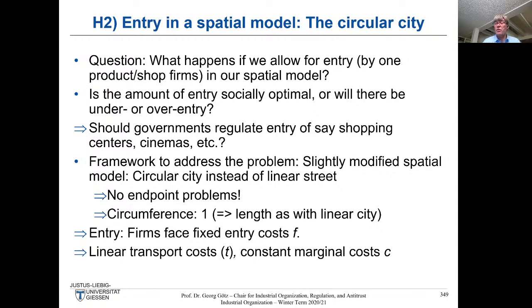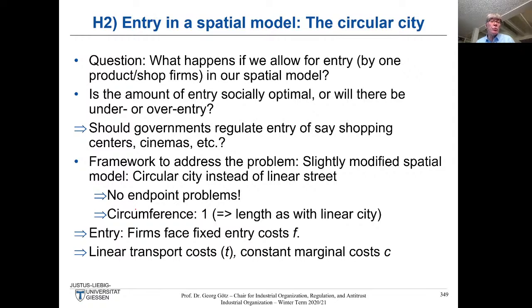in WebEx. Yeah, now we introduce entry in our spatial model, and therefore we use a variant of the Hotelling model, which is slightly different. We don't use the linear city now, but a so-called circular city, because there it's easier to allow for entry. You will see that in a minute.